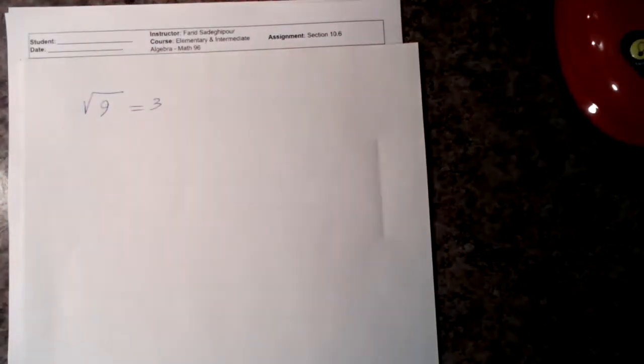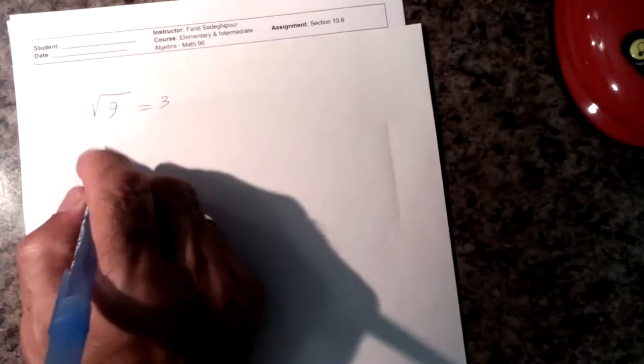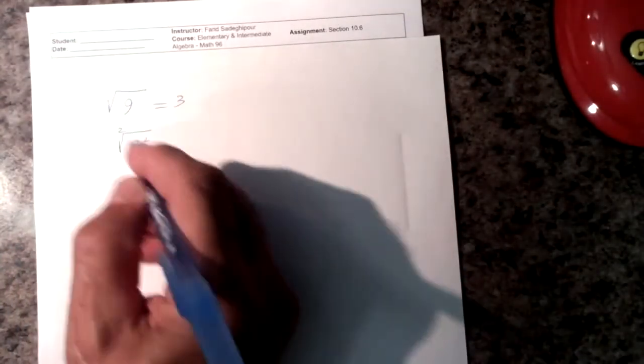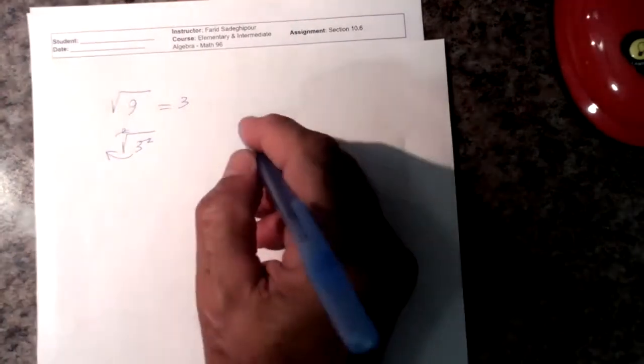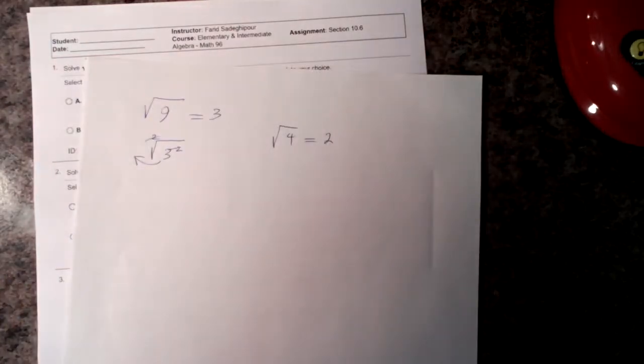We understand that the radical of 9 is 3, because 9 is 3 to the power of 2, and the root of the radical is 2, so 3 is released from the radical. But we also understand that the radical of 4 is 2.